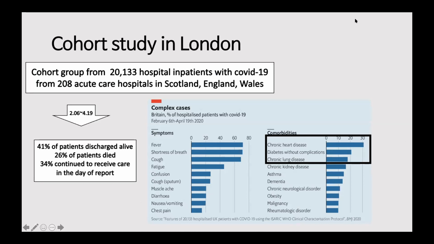So the research taken in the UK was a very broad clinical trial with 20,000 patients from 208 hospitals. Among them, 41% were alive, but 26% of them died. So that's still a very high amount. And the symptoms shown by them are, as you know, fever, SOB and cough, which are shown by the majority of these patients.